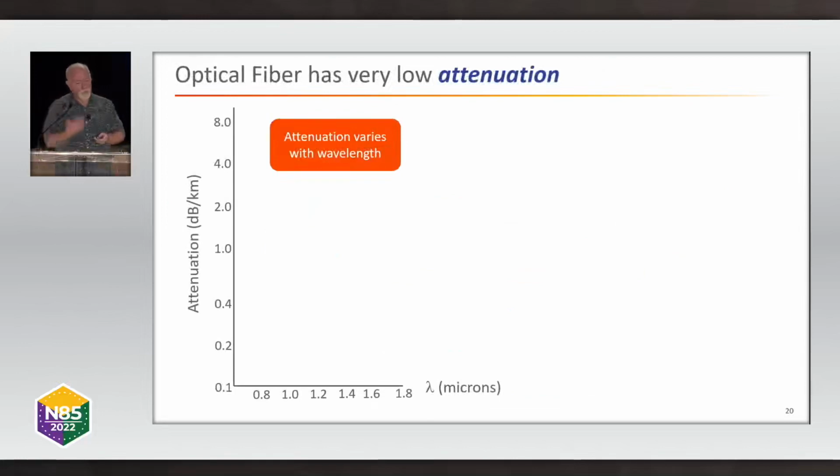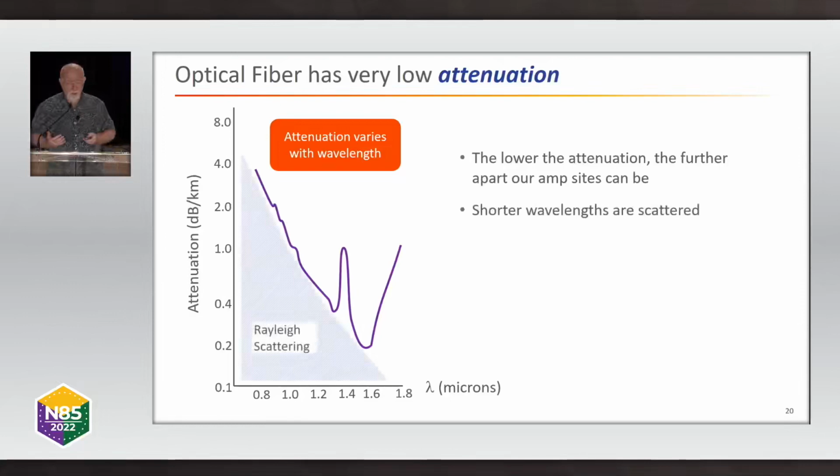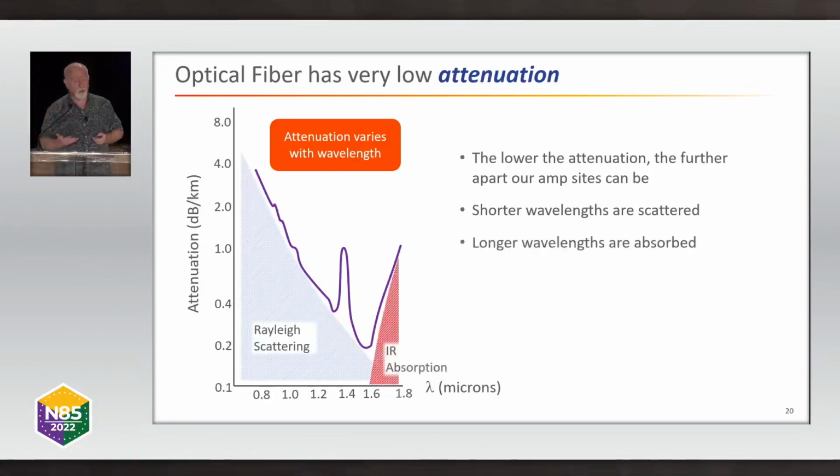Now, unfortunately, it doesn't have low attenuation across the whole spectrum. If we plot out the attenuation of the fiber, it looks something like this. So the lower the attenuation, the further apart our amplifier sites can be, and the better our network economics. Shorter wavelengths than that minimum you see are scattered. That's why the loss is much higher. Longer wavelengths are actually absorbed by the silica.